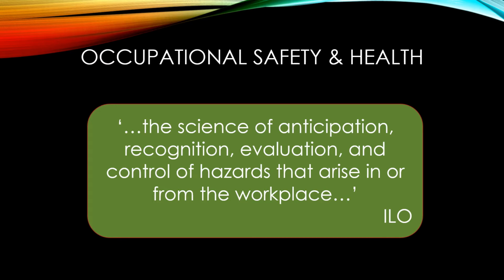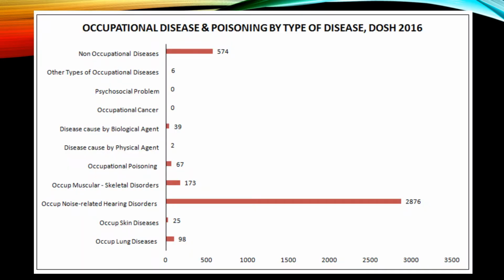Right, so occupational safety and health can be described as the science of anticipation, recognition, evaluation, and control of hazards that arise in or from the workplace. So hazards are anything that has the potential to harm us. In Malaysia, each year the Department of Occupational Safety and Health, or DOSH, keeps track of the kind of diseases or poisoning cases that occur among workers.